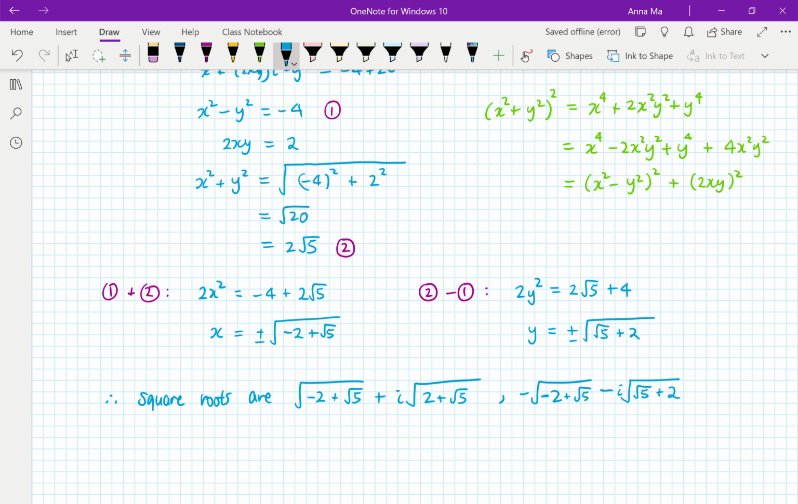And just note that I've only got 2 solutions, not 4. You might think I must have 4 because you've got the plus minus here and plus minus there. But go back to the identity here. It says 2xy is equal to positive 2. So we have to make sure that x and y have the same sign. So either both positive or both negative.